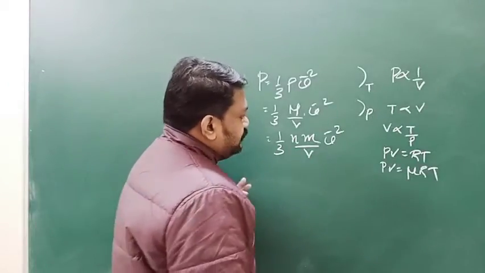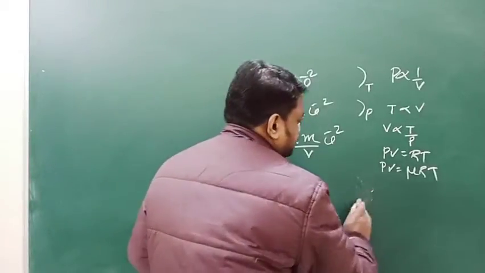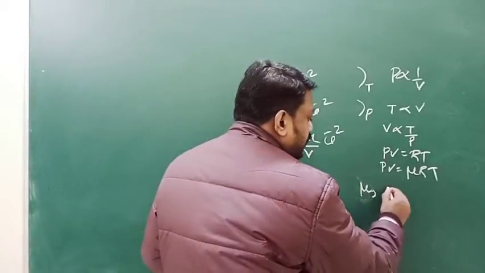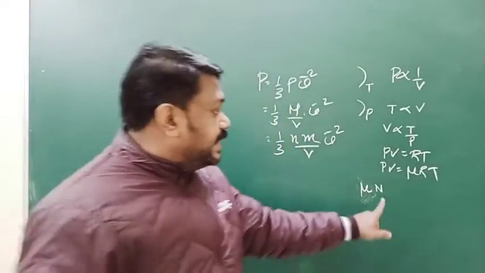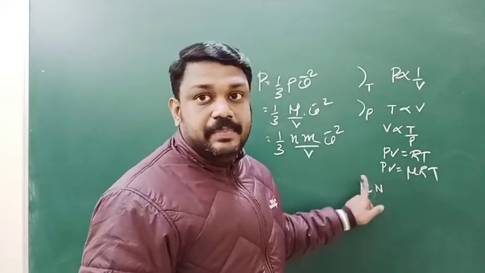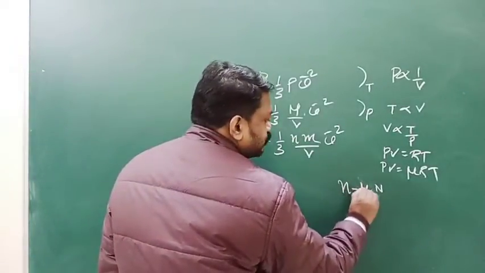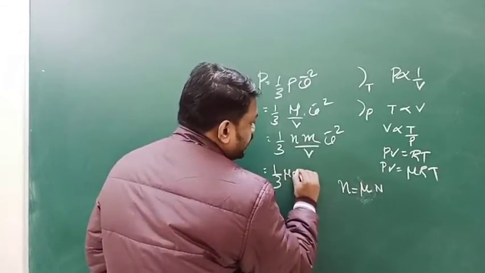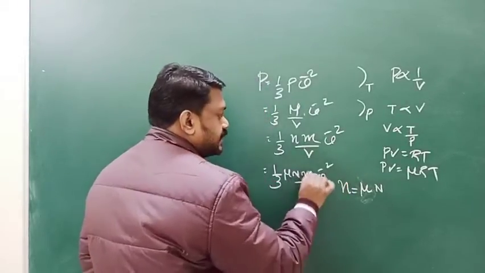So if there are mu moles of particles, and in 1 mole N total number of particles are there, then if there are mu moles, mu N number of particles will be there. So this N you can replace by N is equal to mu into N. So that will become 1 by 3 into mu N m divided by V into v square. So what is N into m?